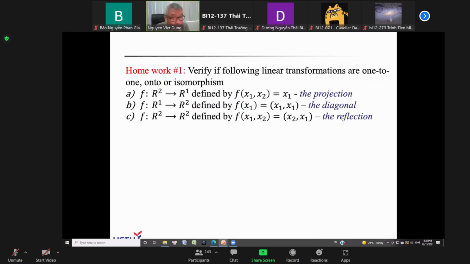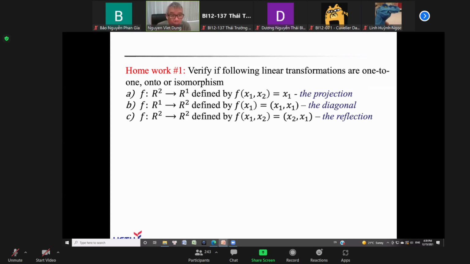And the homework for you. Suppose that you are given three mappings here. The first one, A, is named projection. The second one is named diagonal, and the last one is named reflection. In Vietnamese, the first one is phép chiếu, the second one is ánh xạ đường chéo, the last one is phép phản xạ, also called phép đối xứng.